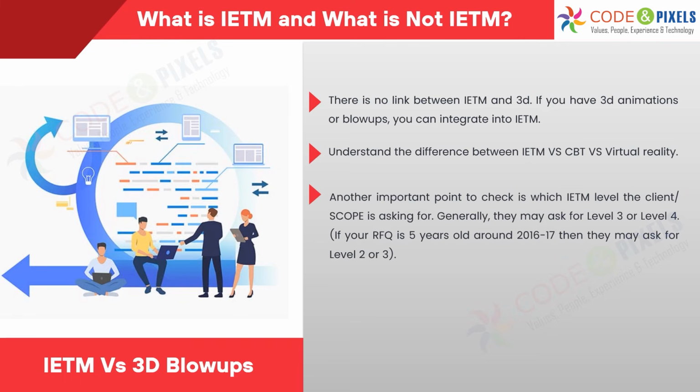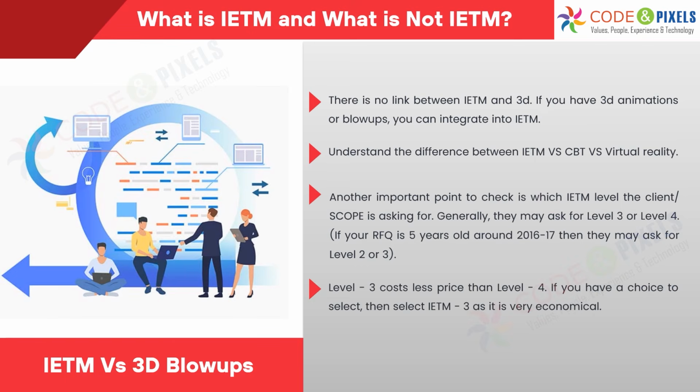Another important point to check is which IETM level the client or scope is asking for. Generally, they may ask for level 3 or level 4. If your RFQ is 5 years old, around 2016 to 17, then they may ask for level 2 or 3. Level 3 costs less than level 4. If you have a choice to select, then select IETM level 3 as it is very economical. The latest RFPs or scopes ask for level 4 only.